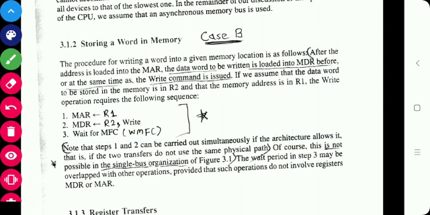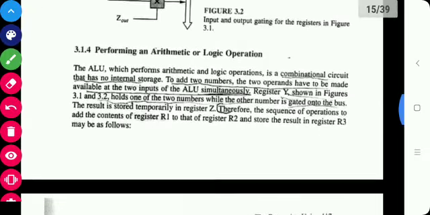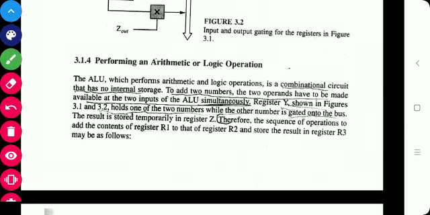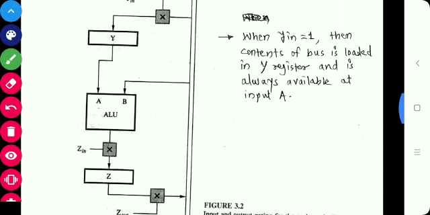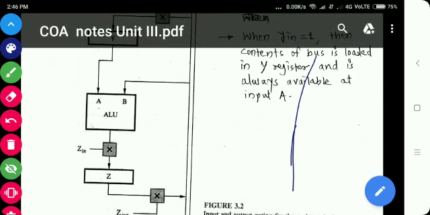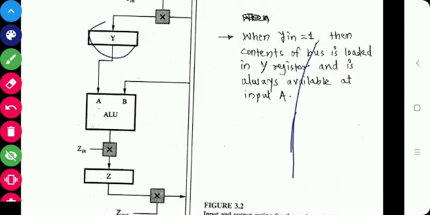Third is performing an arithmetic and logical operation. As we know, each instruction is used to perform arithmetic and logical operations. So the ALU performs those operations, and as we have seen in the single bus organization, one of the inputs of the ALU is in the Y register, and the other is from the bus, and the output of the ALU is in the Z register.